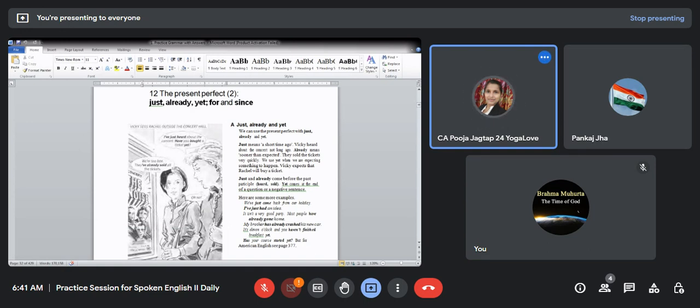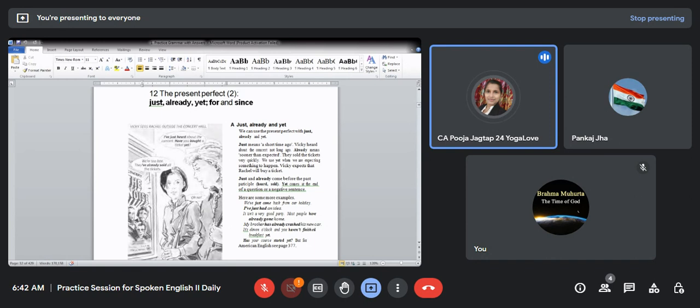Okay, sir. I will read from the beginning, sir, again. Yes, yes, ma'am. Just, already, and yet. We can use the present perfect with just, already, and yet. Just means a short time ago. Vicky heard about the concert not long ago. Already means sooner than expected. They sold the tickets very quickly. We use yet when we are expecting something to happen. Vicky expects that Rachel will buy a ticket. Just and already come before the past participle, heard, sold. Yet comes at the end of a question or a negative sentence.